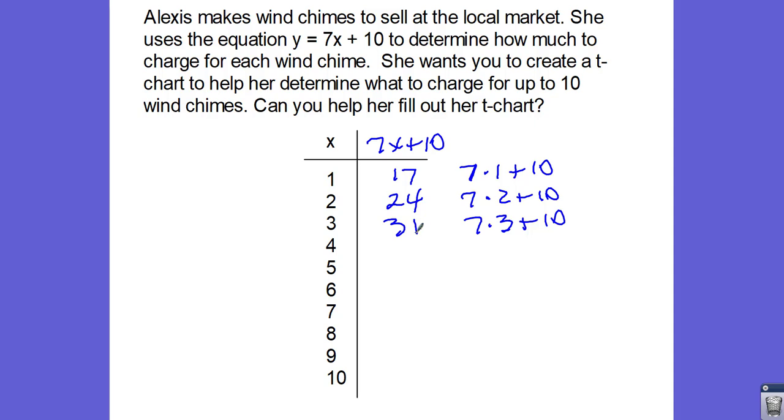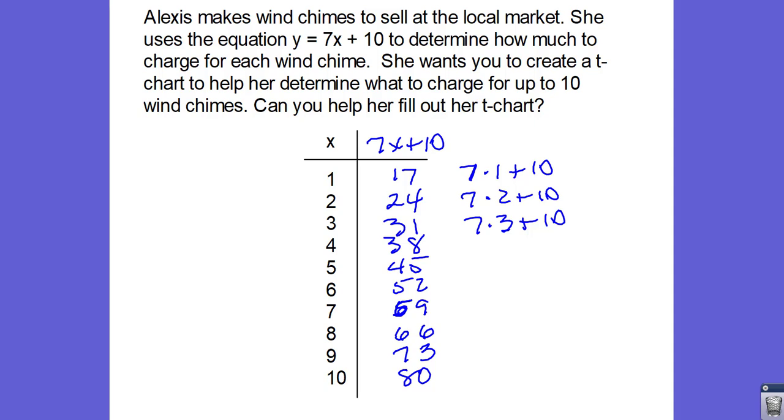And you'll notice that each time, what am I doing? I'm adding 7 each time. So the next one then should be $38, and then $45, and then $52, and then $59, and then $66, and then $73, and then $80. So if we actually do all of those, that's what our T-chart would look like. So we can actually use this information in the real world to help us determine various things. And a T-chart is just a way to organize your data.